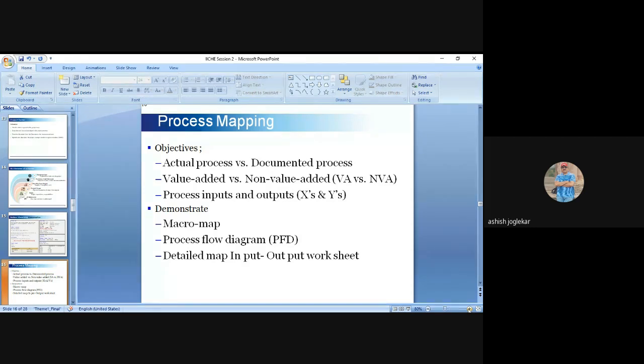The second thing is VA and NVA, value added versus non-value added. Many steps in our process are non-value added. We are doing these steps, and we also don't know why we are doing them. So we have to find out those steps.